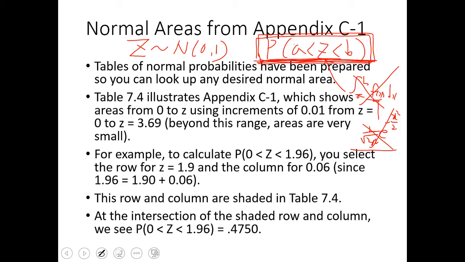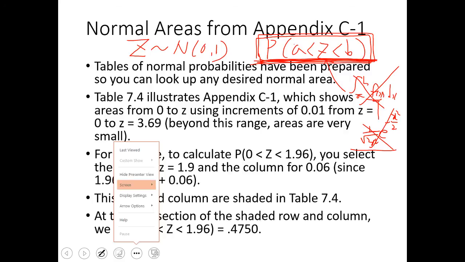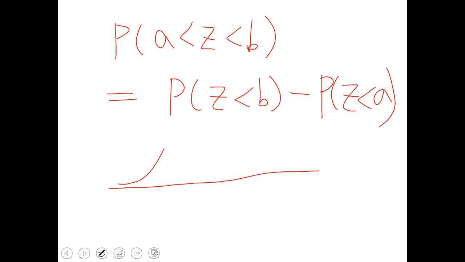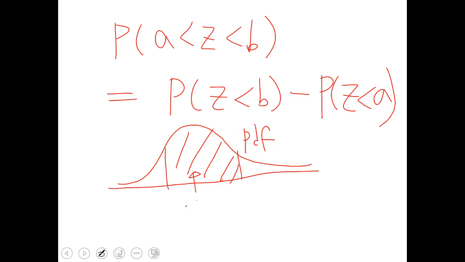So to obtain this probability, to calculate the probability that Z is between A and B, it is the probability that Z is less than B minus the probability that Z is less than A. So here is the probability density function, and we would like to know this area. This area is the probability that Z is between A and B.